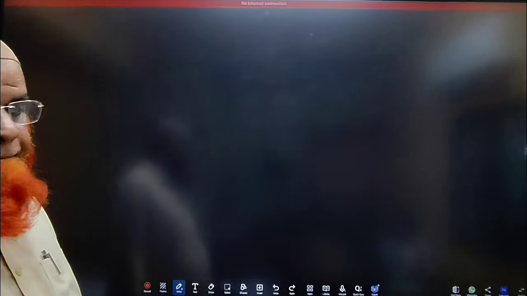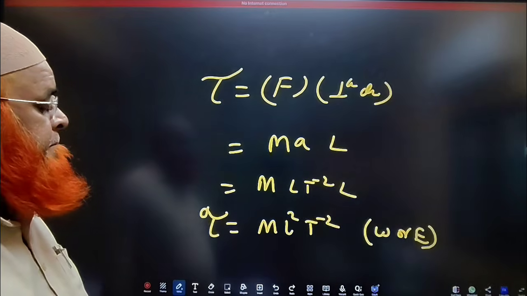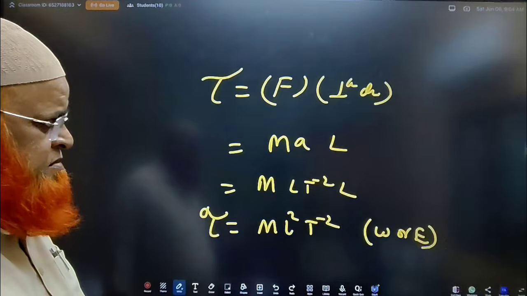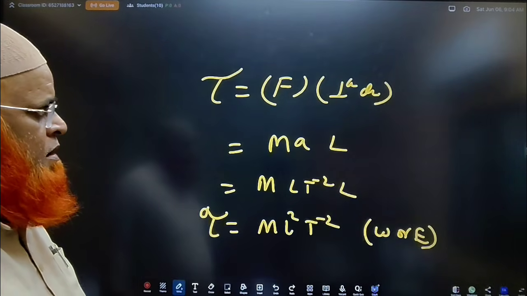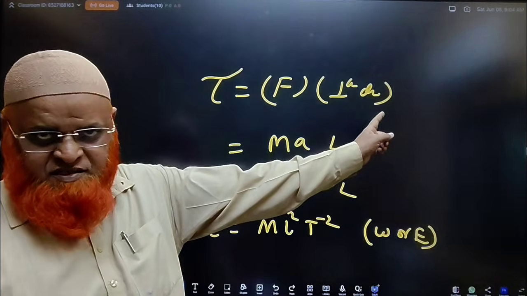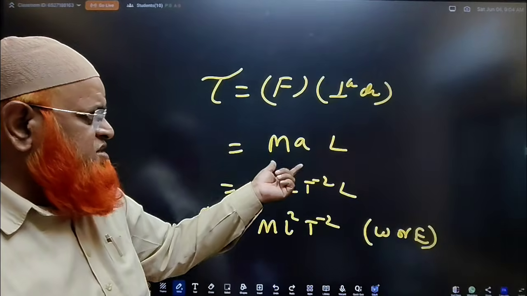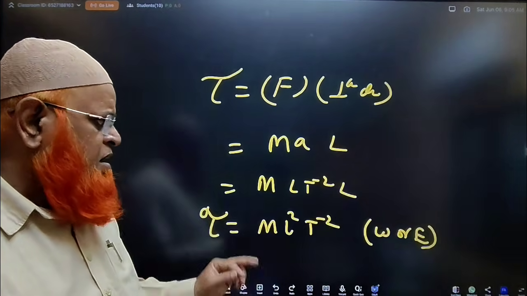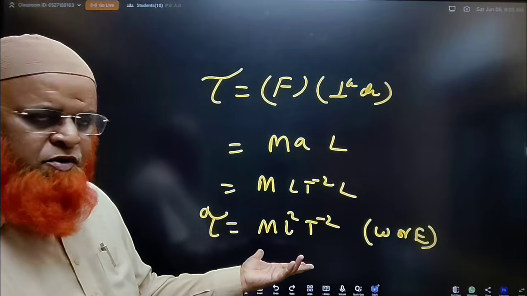T power minus 1? T power minus 1 for torque? Force into perpendicular distance. Force is mass into acceleration into length. So acceleration means L T to the power minus 2. L square, T to the power minus 2. Correct only.